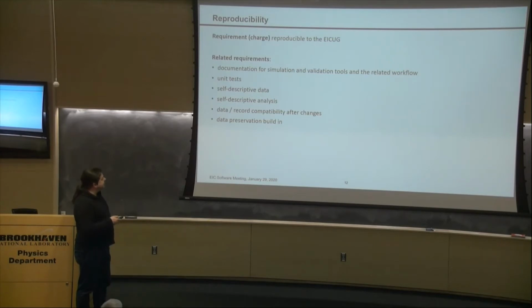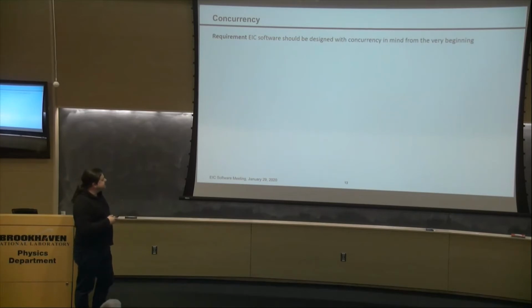Interrupt me if you have any comments. Otherwise, I go to the next, concurrency. I think for the EIC, where we for sure will use HPC resources, also local resources are becoming more and more multi-threaded. So we should really design this with concurrency in mind from the very beginning.